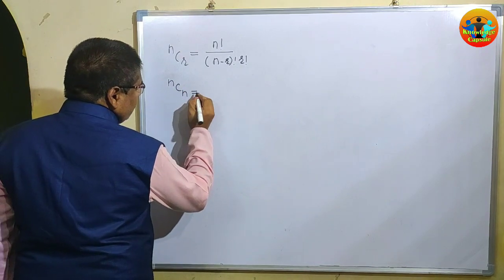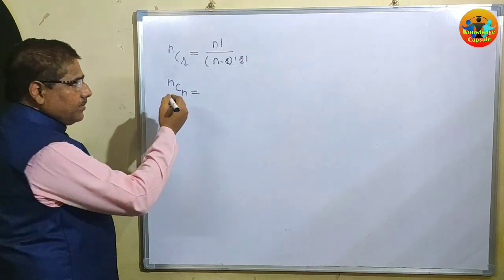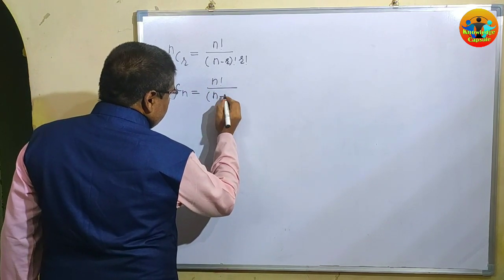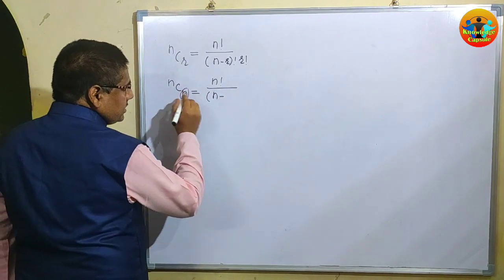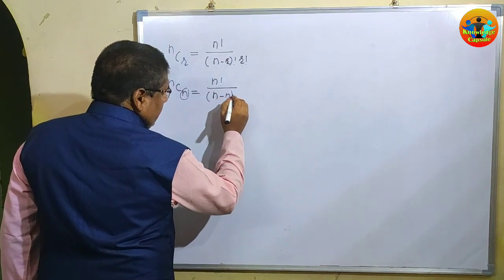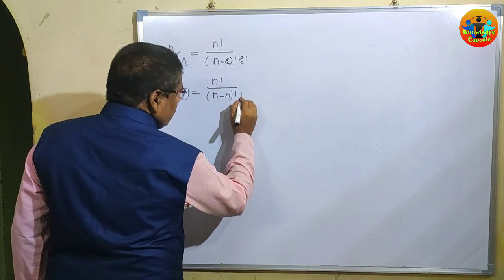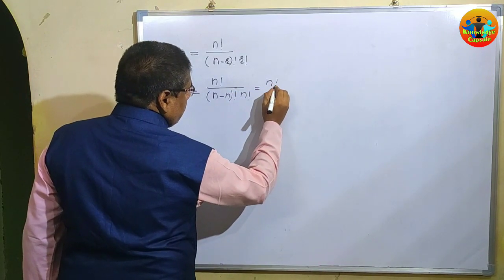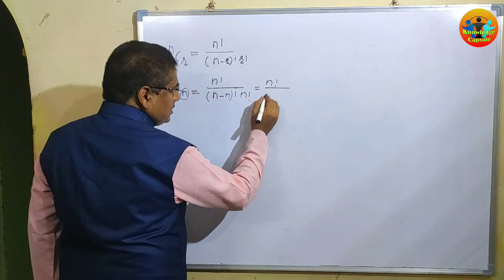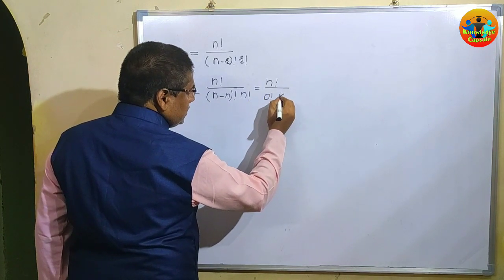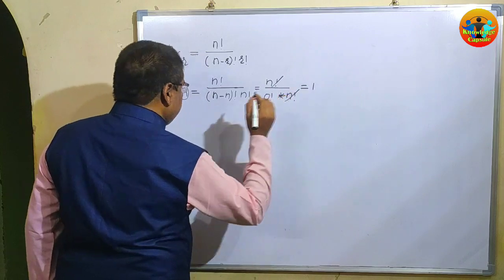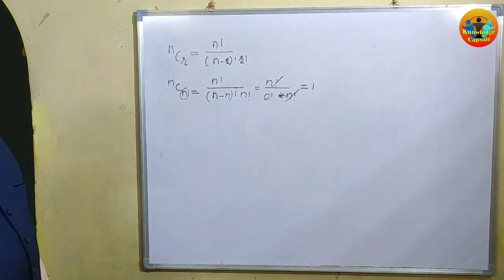nCn is equal to how much? By this formula, it is factorial n upon factorial n minus r, and the value of r here is n, so n factorial into factorial n. It is equal to factorial n upon factorial n into 0 factorial, and 0 factorial is 1. Therefore, the final answer is 1. Now let's see what is nC1.